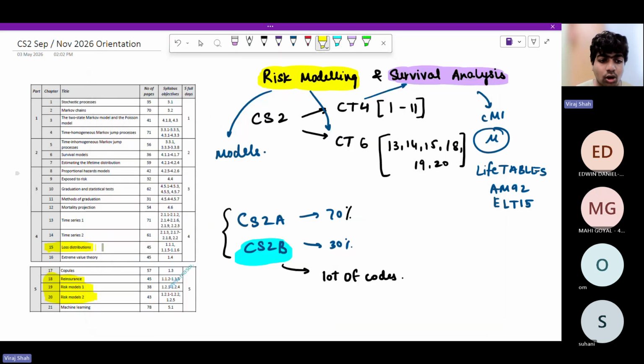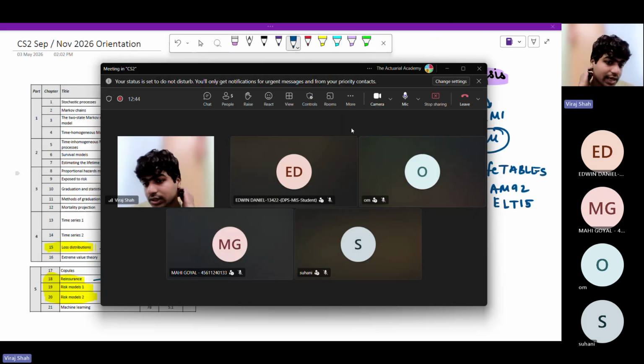Chapter 15 is literally your revision of CS1, right? We are going to study everything about your distributions all over again. Reinsurance. What do you mean by reinsurance? Basically, when an insurance company is giving you out insurance, when they are giving you out loans, what do they do? Basically, they are insuring you against the risk, correct?